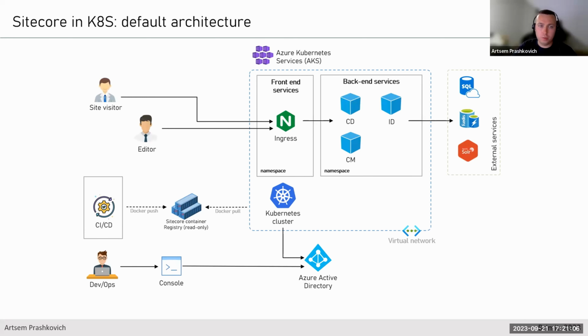And actually, we have to push our images and store them somewhere. But since Sitecore uses its own container registry, we cannot push anything there, which is clear and obvious. So in case we want to use our own images, we have to use our own container registry. It can be Azure Container Registry, or, as in my example, I use GitHub Container Registry.